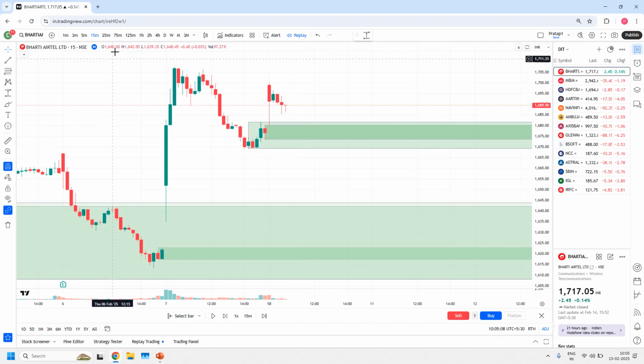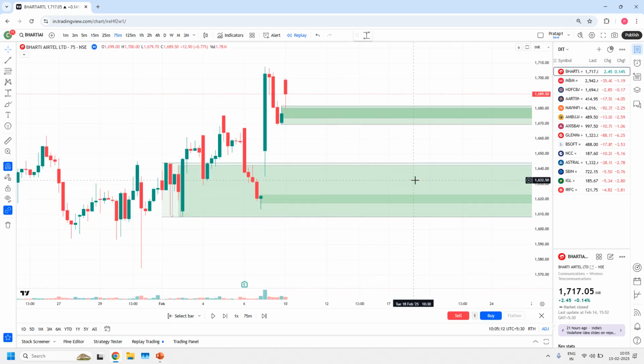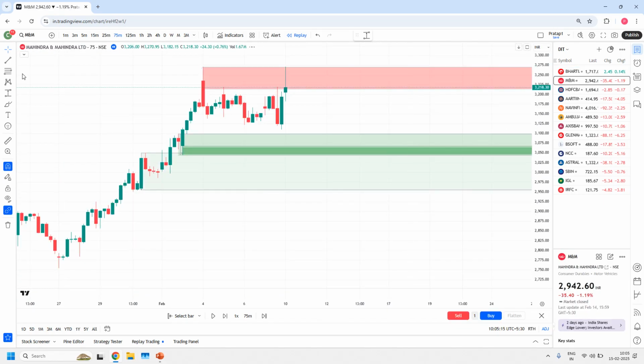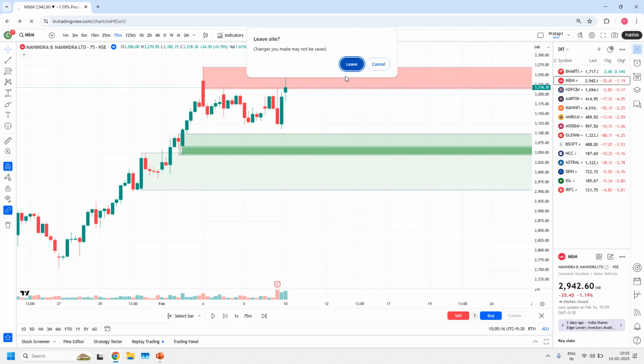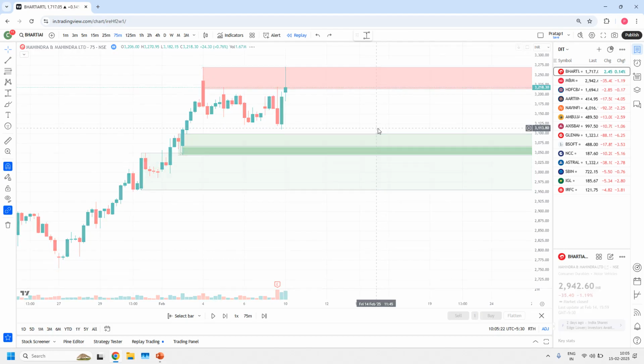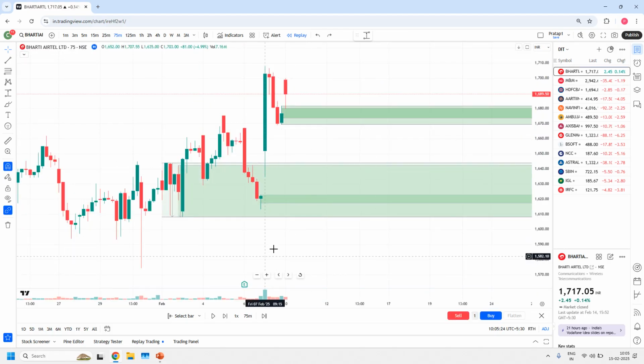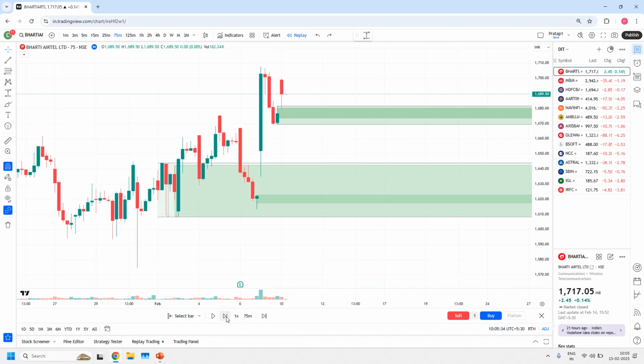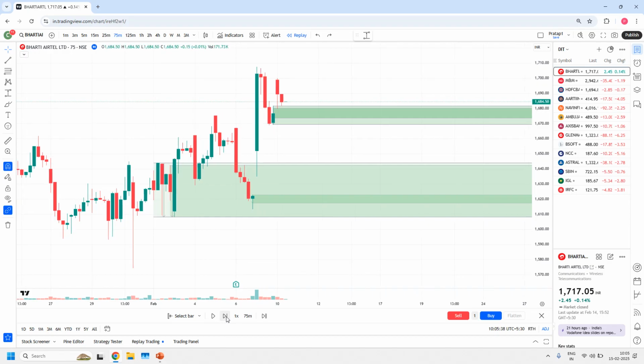Okay, but what happened to the market after that? Now let me go back to the 75 minutes time frame. Oh my God, making mistakes. Okay, the replay bar, instead of clicking on this, I am clicking on the space bar. Okay, let me see, it gave an entry.